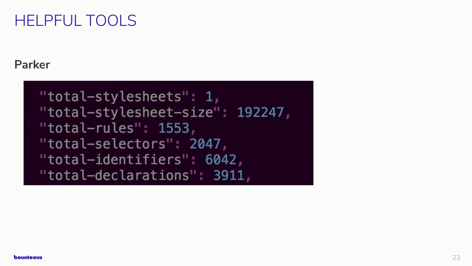As you can see, in this case, I just compile all my SASS into one CSS file. This theme was using the Zurb Foundation. You can see the style sheet size is 192K. And then the next things that it gives you are a number for rules, selectors, identifiers, and declarations. I don't know about you, but when I first saw this in JSON, I'm like, what are those again?